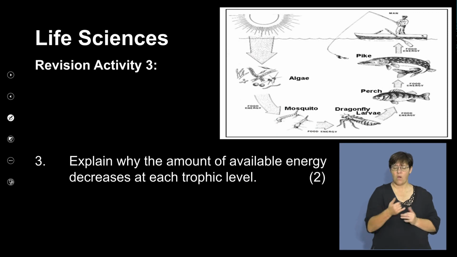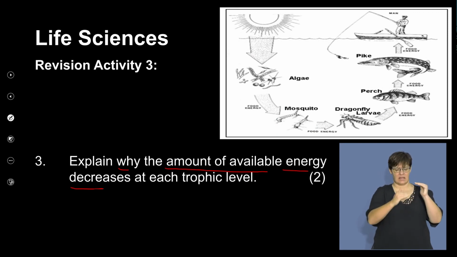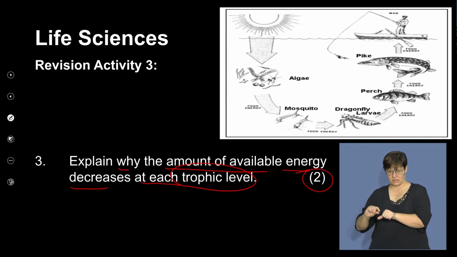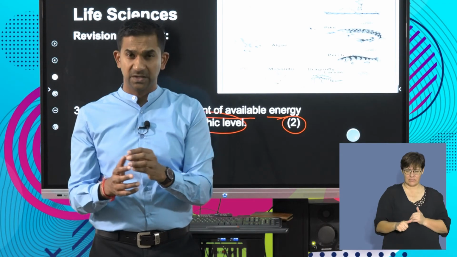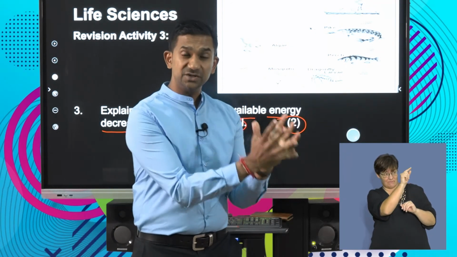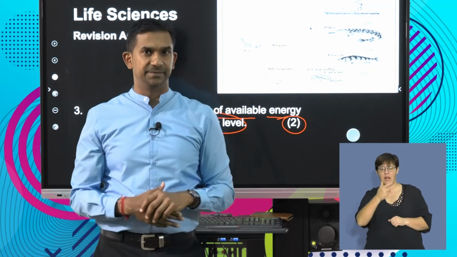Okay, explain why the amount of available energy decreases at each trophic level. Guys, it's important that we recognize that energy flows from one trophic level to the next. What's in addition important is understanding that the amount of energy decreases. So the question is, why does that happen?